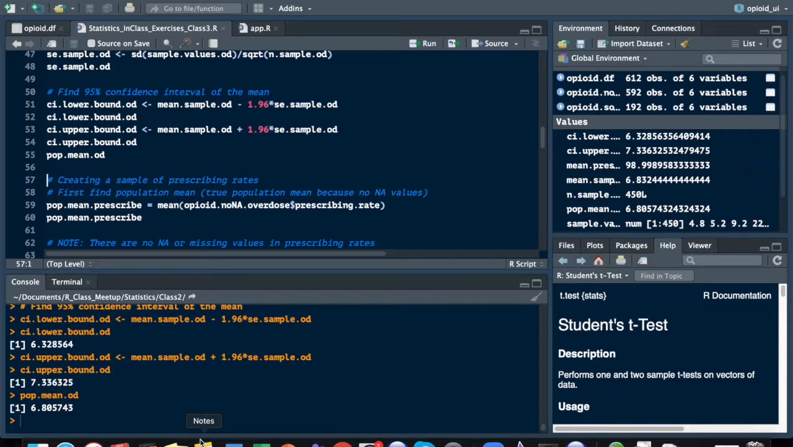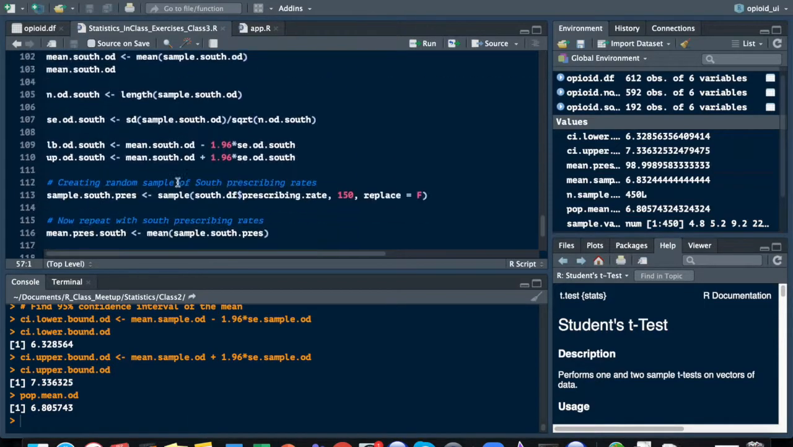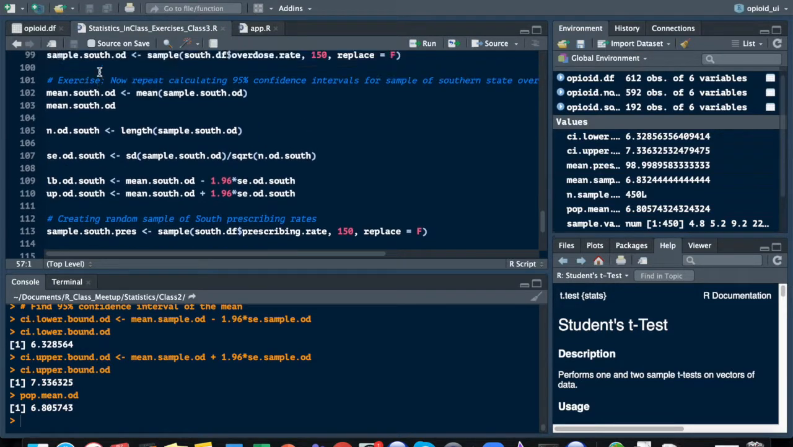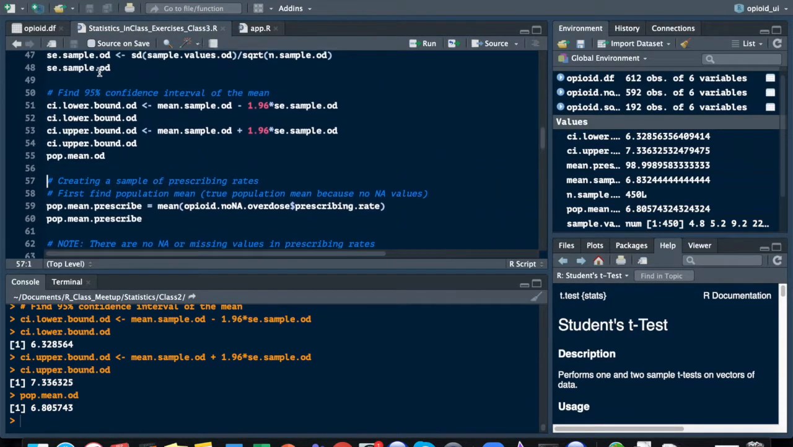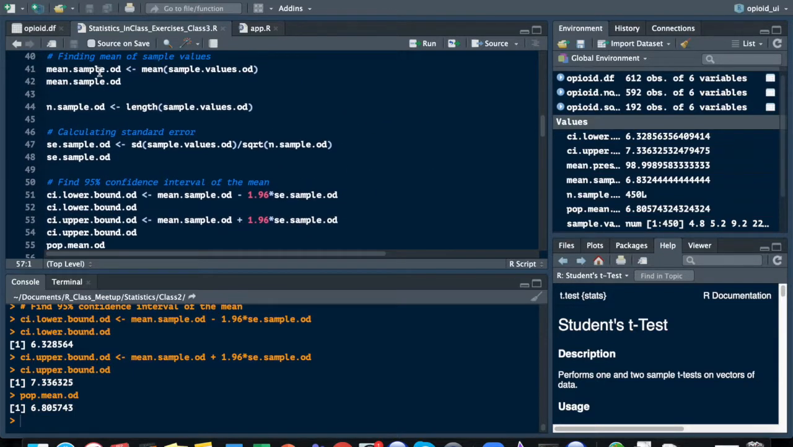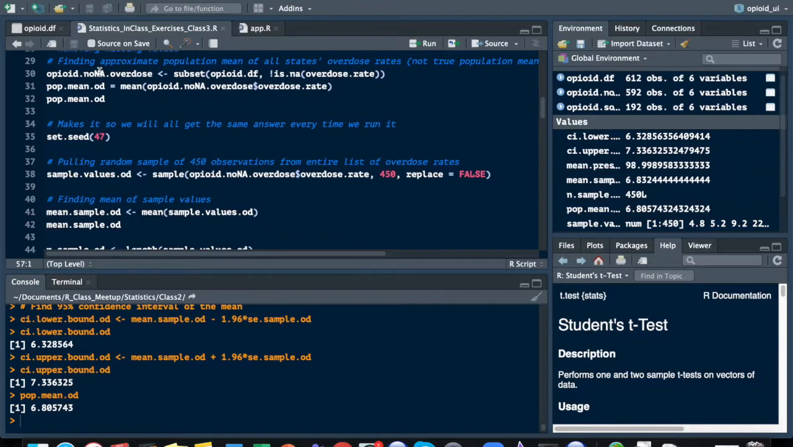So I am going to have you guys try this, but I tried to code the parts that you would have no idea how to do. All I'm asking you to do is this part, finding the sample mean, which is pretty self-explanatory. There are no missing values of the prescribing rates, so you don't have to worry about the NA.RM part. It'll look exactly like this. And then you're finding the sample size, which you need for the standard deviation here.